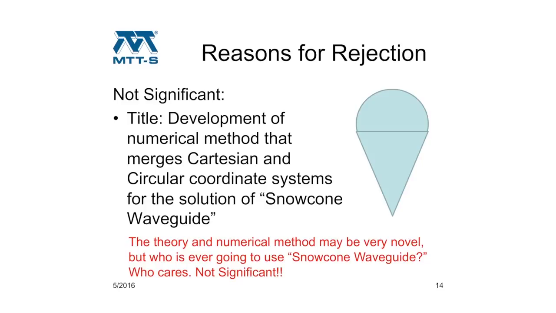It has to be significant. And this is totally up to the editor to decide what is significant. I made up a fictitious title of a paper here: the development of a numerical method that merges Cartesian and circular coordinate systems for the solution of snow cone waveguide. Now, I'm not a numerical methods person, but there may be a great advantage to merging those two into a single solution basis. But is anybody in the world ever going to do snow cone waveguide?